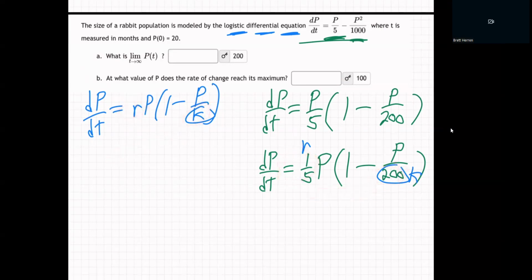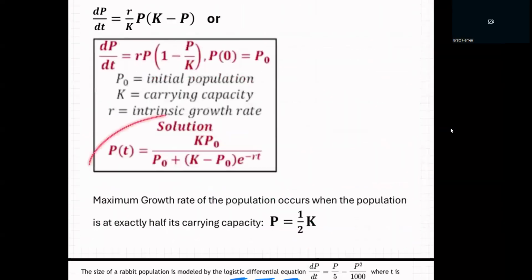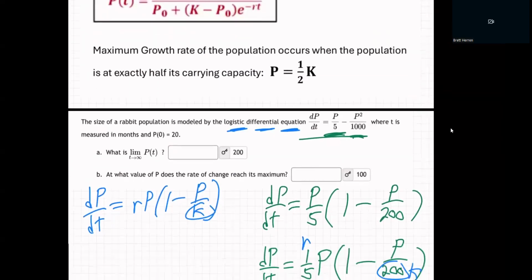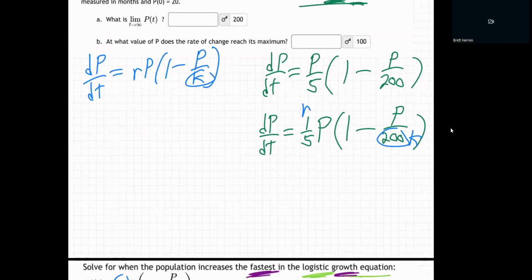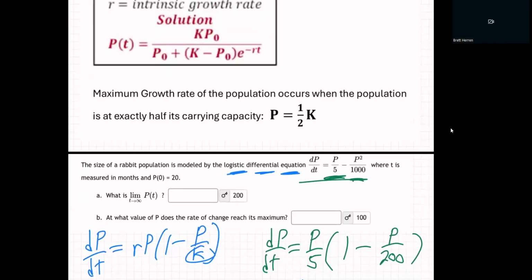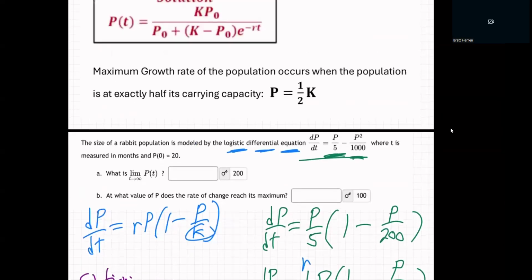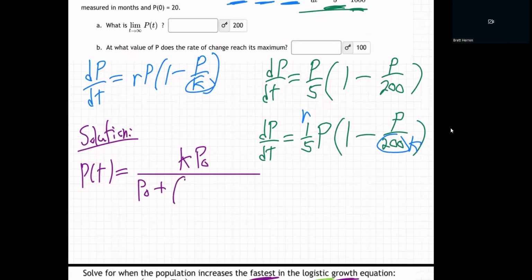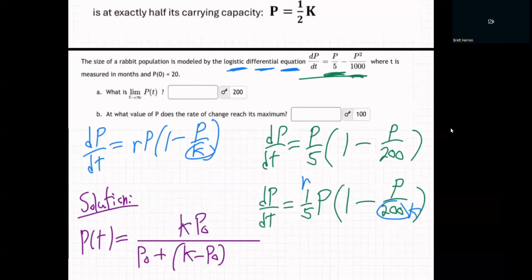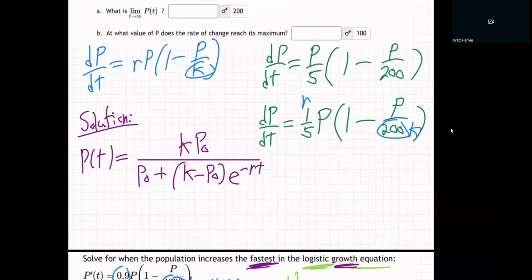Okay, why is that so great? Well, once I've made it look like this, I can use the solution. There's the solution, there's the answer. So P of t is KP0. Let's write that down. The solution to that logistic differential equation is, what was it? I already forget. KP0 over P0 plus (K minus P0) e to the minus rt. Okay, so there's our answer.